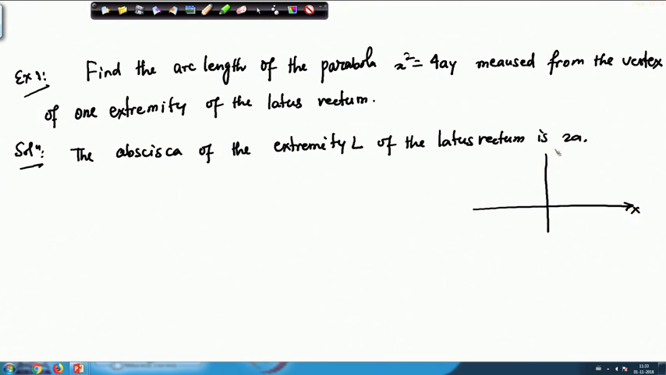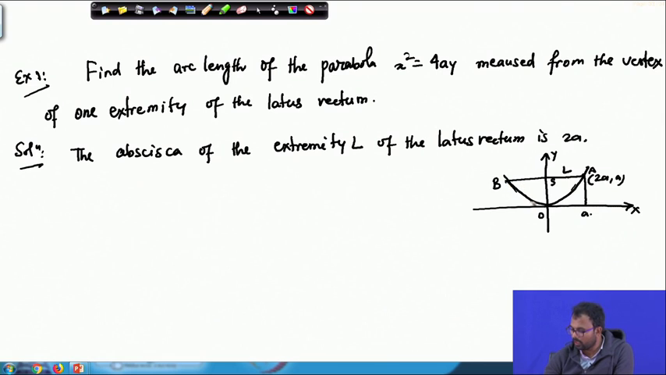So, the latus rectum is given this way. This is our x axis, this is our y axis, that is the origin, and this is our parabola passing through the origin, and this is our latus rectum. So, L, and that is 2a. So, this point is A, and this is our point B. We have to calculate the arc length from here to here, and this is the extremity L of the latus rectum.